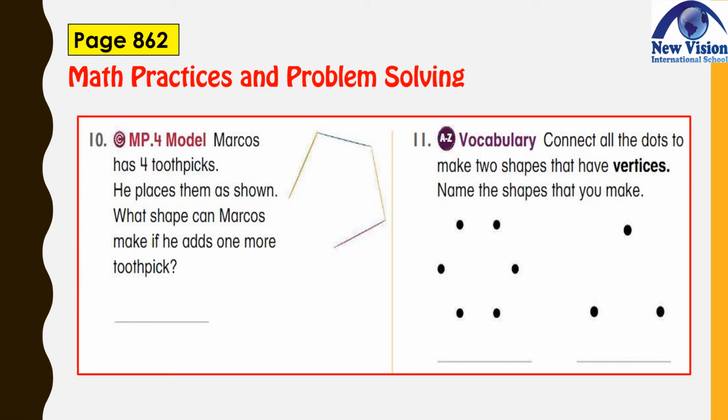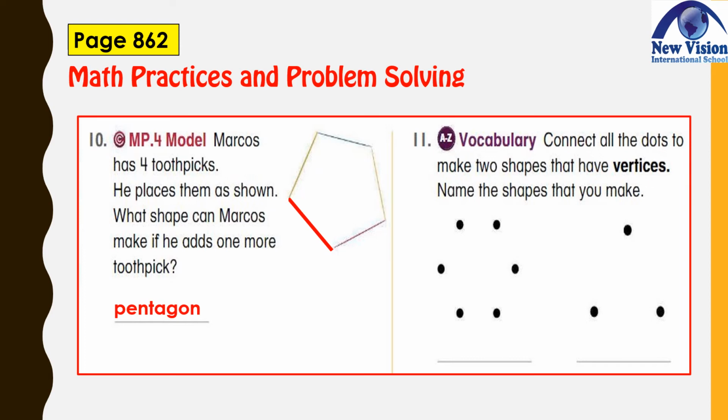For your math practices and problem solving, please open your book on page 862. Number 10. Marcos has 4 toothpicks. He places them as shown. What shape can Marcos make if he adds one more toothpick? There are 5 sides and 5 vertices, so this is a pentagon.